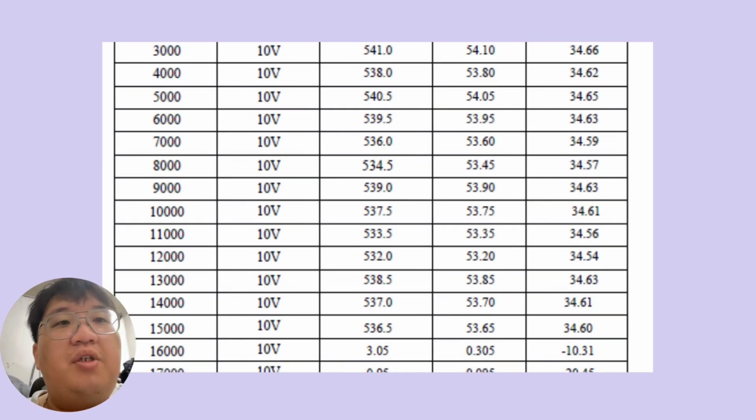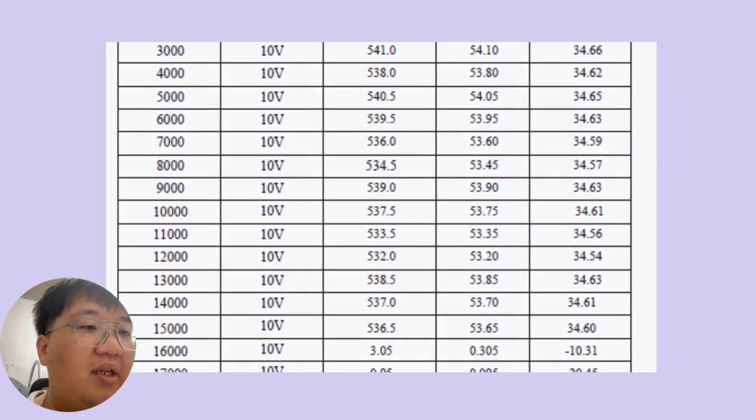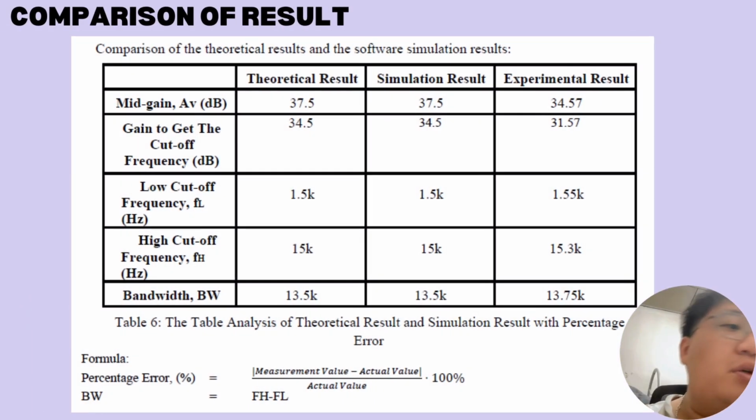So this is the continuous result based on the previous table. Because it is way too long, I have to cut it right at 17 kilohertz. Okay, now let's move to the next slide again. Now we'll discuss the comparison of results.